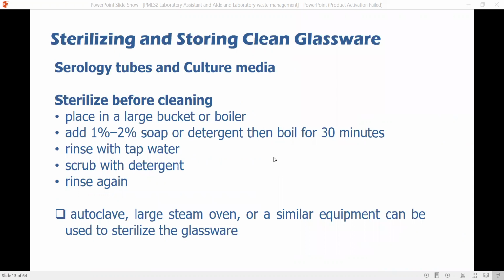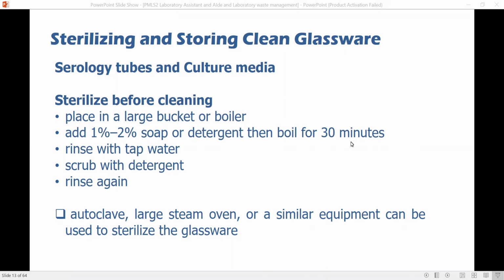Now, ito, serology tubes, culture media. So what if ayaw mo gumamit ng autoclave, pwede ba yun? Pag may mga microorganisms na hindi naman mga spore formers, yung mga madaling mamatay, pwedeng ito gamitin mo. So, meron kang boiler, malaki, and then lagyan mo ng soap, and then boil for 30 minutes. So, instead na nag-autoclave ka, binoil mo for 30 minutes.